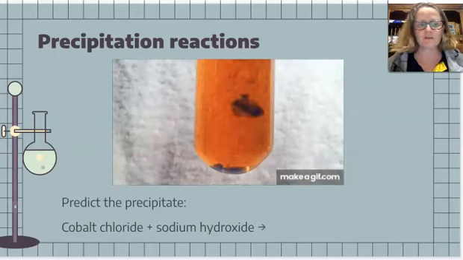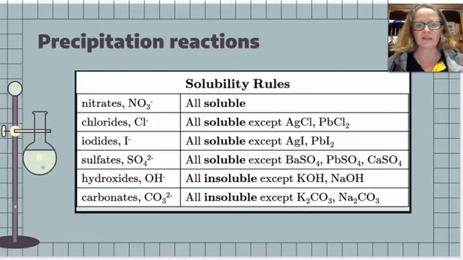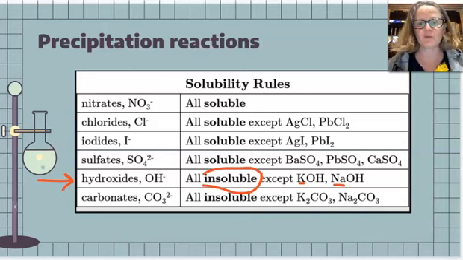So hopefully you worked out that it's going to need to be something that does not dissolve. And if we look here at the hydroxides, all hydroxides are insoluble except potassium and sodium. We were making cobalt hydroxide. So cobalt hydroxide would be insoluble. That would be our precipitate.